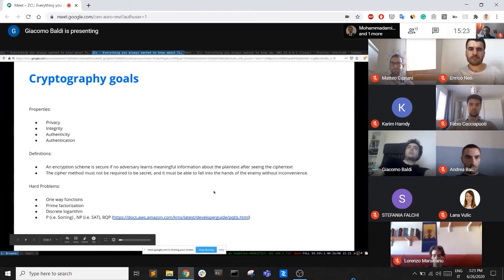Which are the problems in cryptography today? The ones that we are going to see are the one-way functions, the prime factorization, and the discrete logarithm. These are the three main problems that are NP and that are used by most cryptography primitives. So let's see the properties that we want.